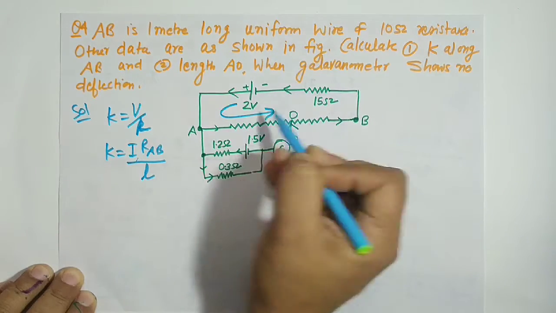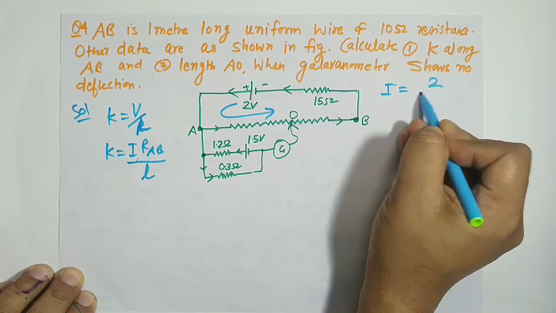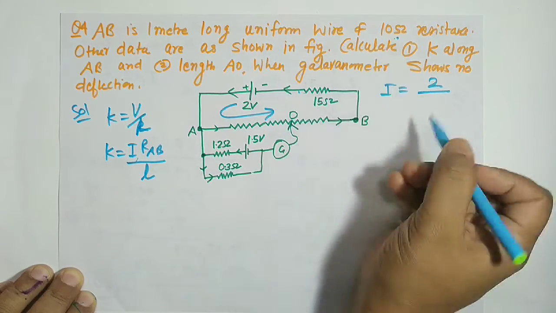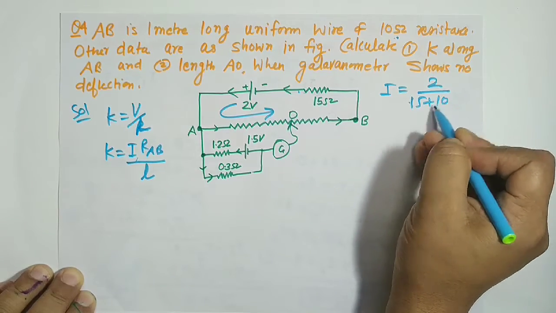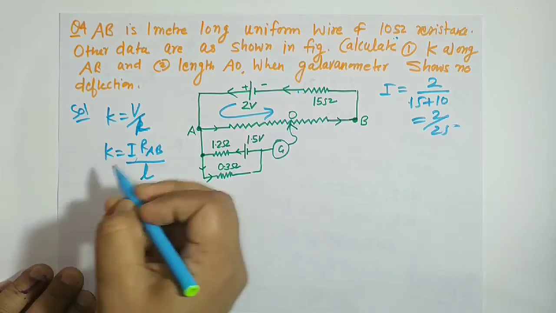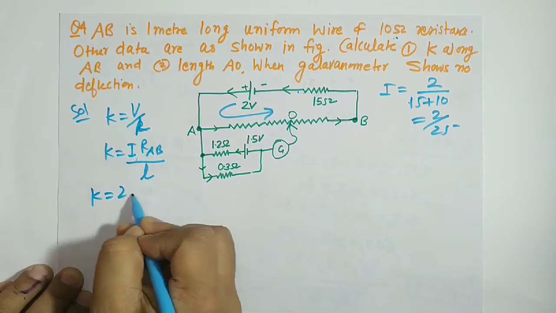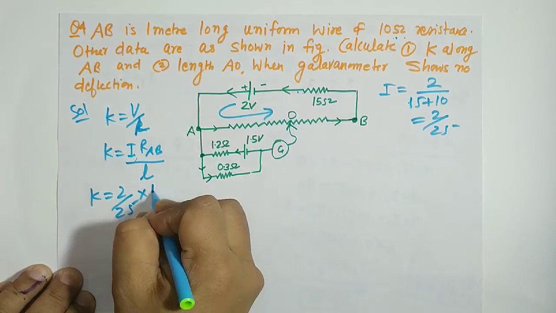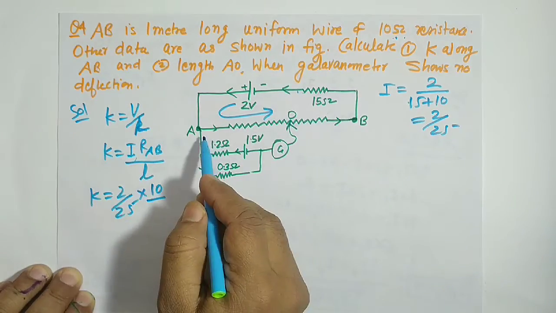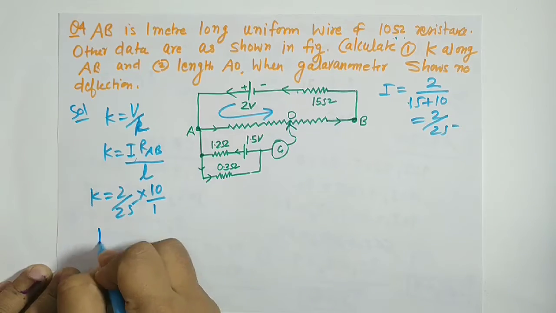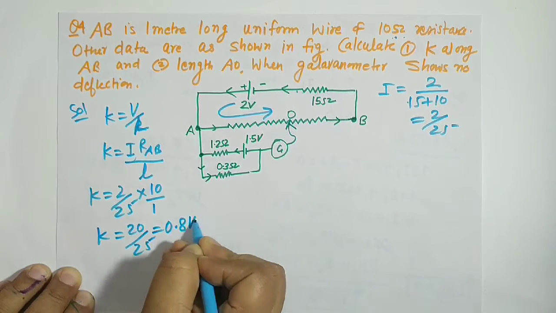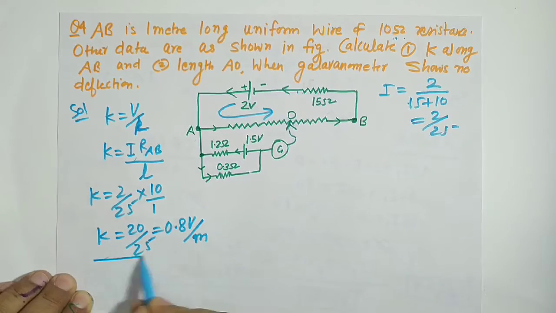Now find out the current in this circuit. What will the current be? Tell me. 2 upon net resistance. This is 15 and AB is given as 10 ohms. So 15 plus 10, you remember it will come 2 by 25. You put it here, I is 2 by 25. What is RAB? RAB is 10 and length is 1 meter. So 20 by 25. That means 0.8 volt per meter is the first answer.